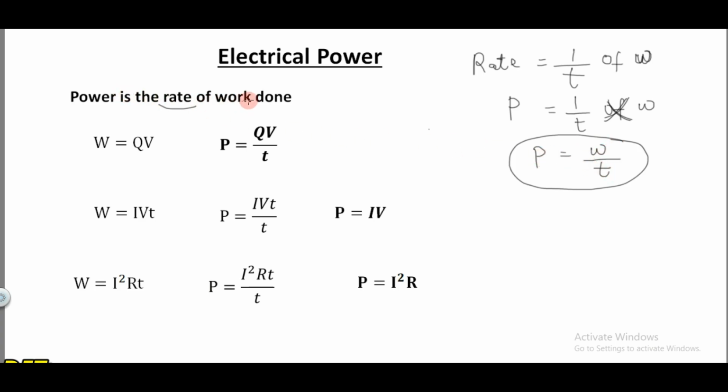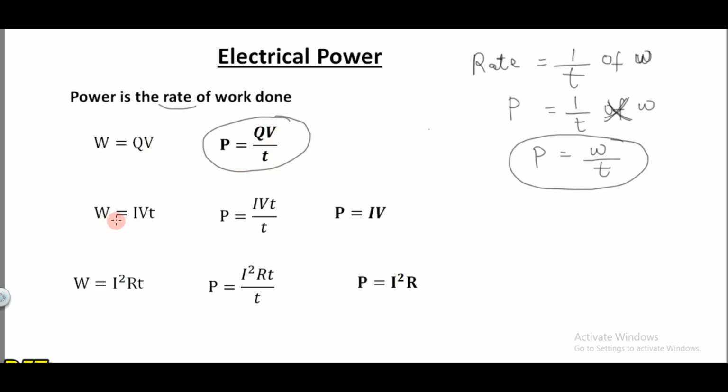So it is the rate of doing work. Work done in electricity is equal to QV, right? So if work done is equal to QV, then power will be equal to work done over time, that's QV over time. So this is a formula that is very important. Remember, QV is work done. So power is work done over time, QV over time.